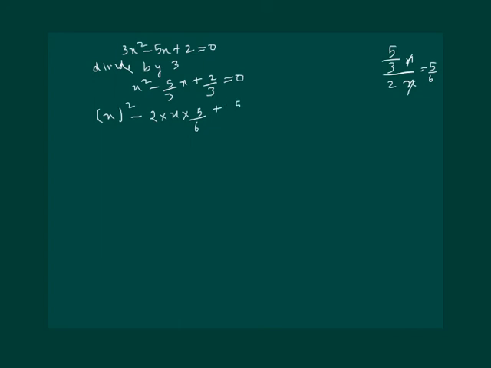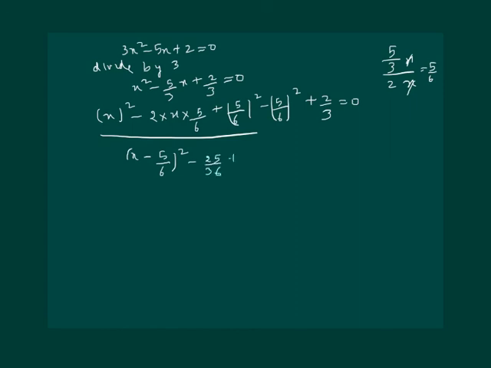We can add the square of it and subtract the square of it so that the value of the equation doesn't change and get the perfect square. This gives us x minus 5 by 6 whole square minus 25 by 36 plus 2 by 3 equal to 0.